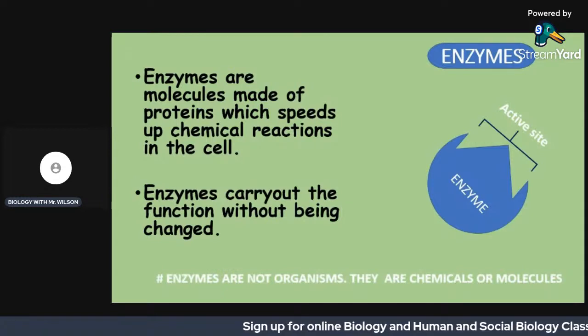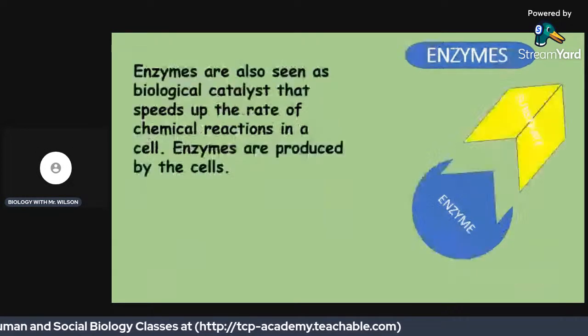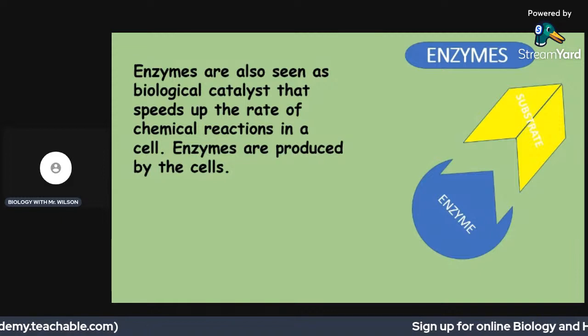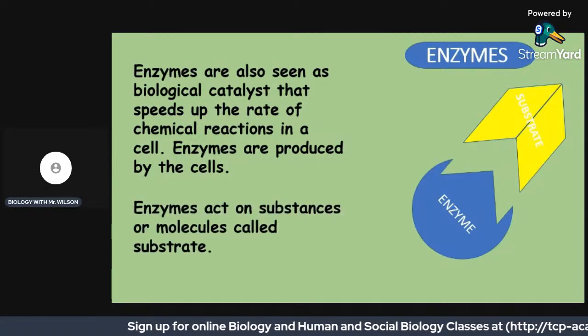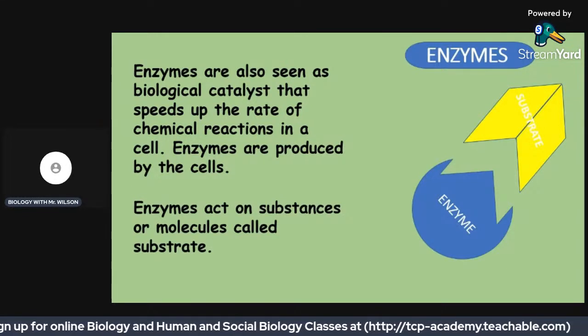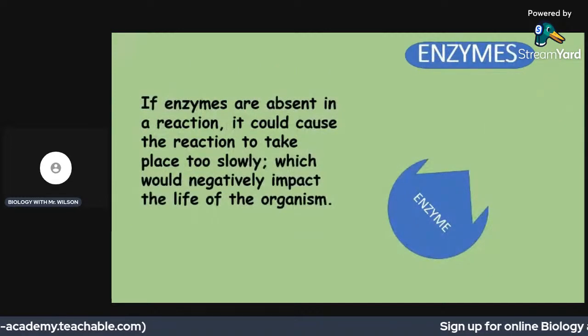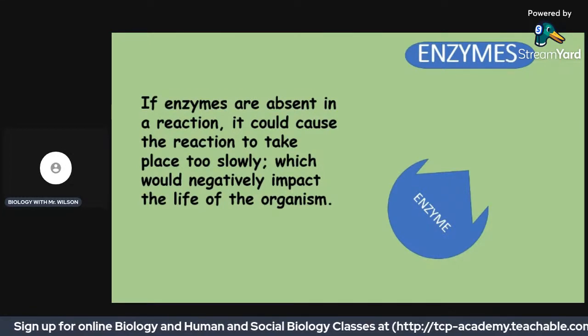Here we have an enzyme. Enzymes have an active site which allows them to be specific in their action. Enzymes are also seen as biological catalysts that speed up the rate of chemical reactions in a cell. Enzymes are produced by the cell. Enzymes act on substances or molecules called substrates. Here we have an enzyme and the substrate. If enzymes are absent in a reaction, it would cause the reaction to take place too slowly, which would negatively impact the life of the organism.